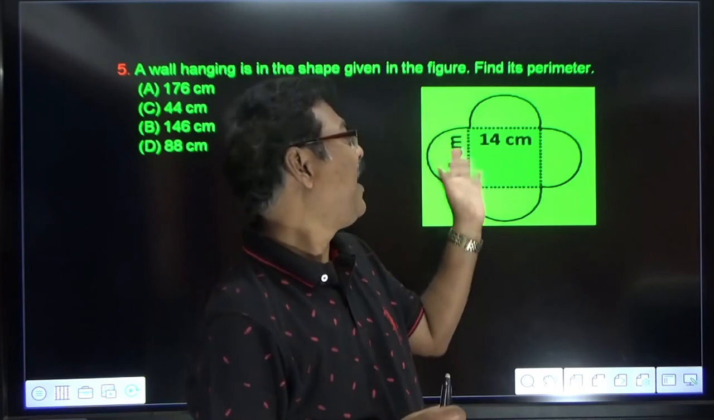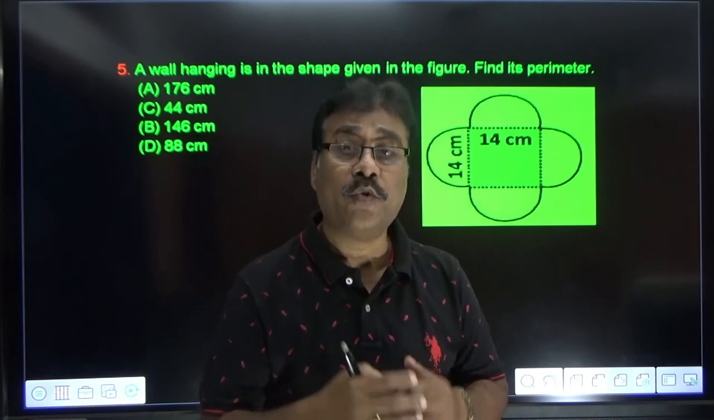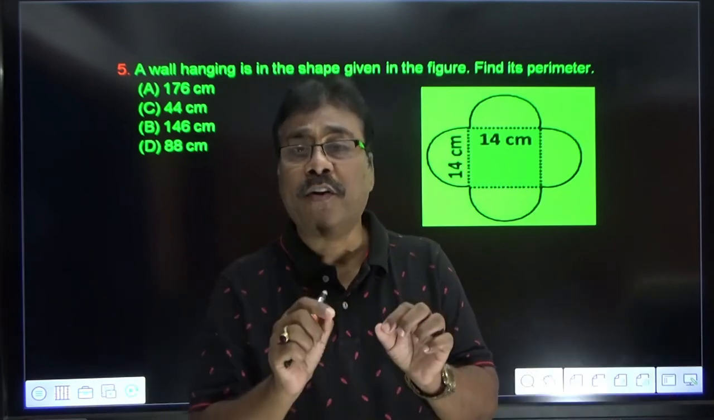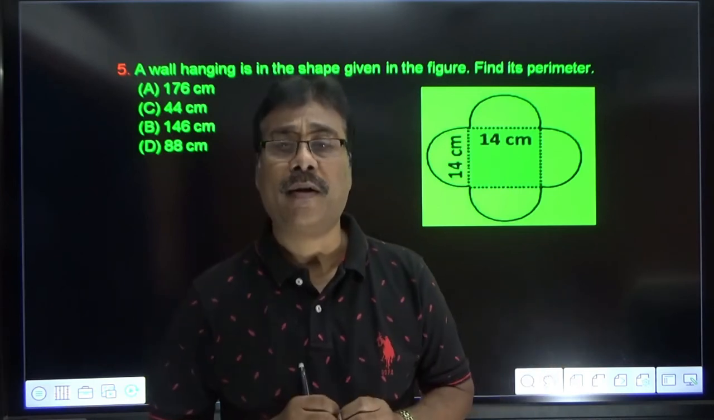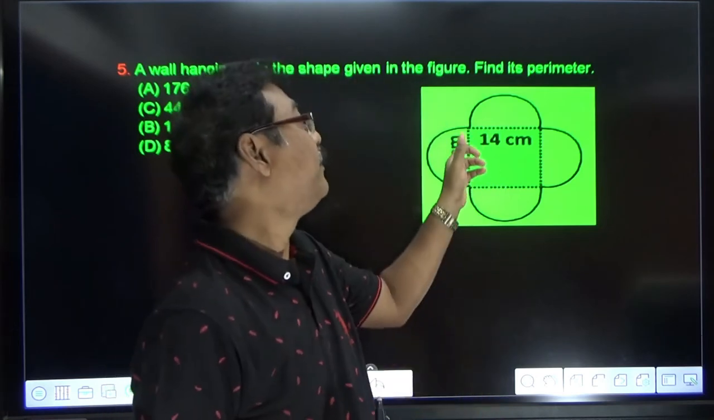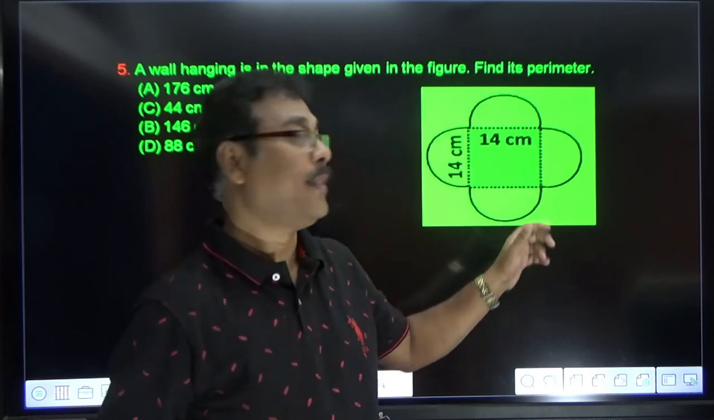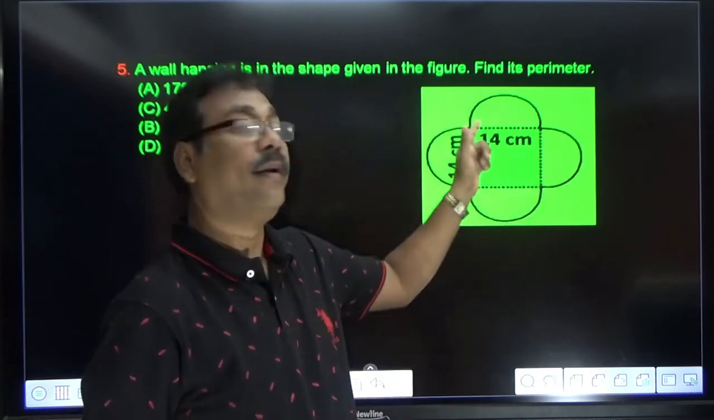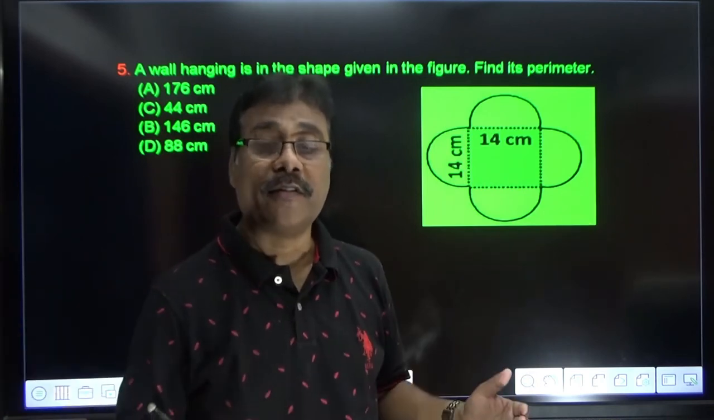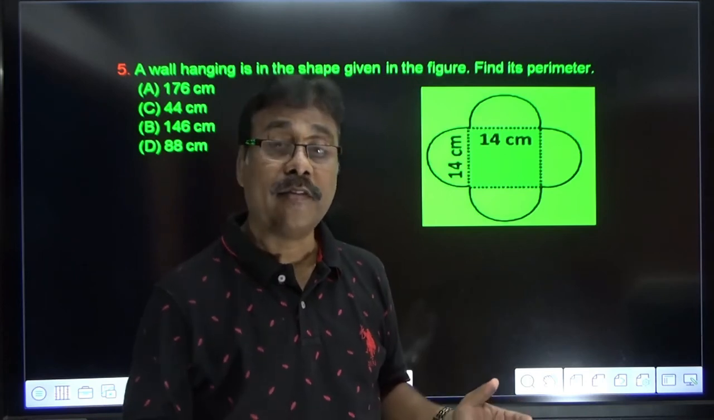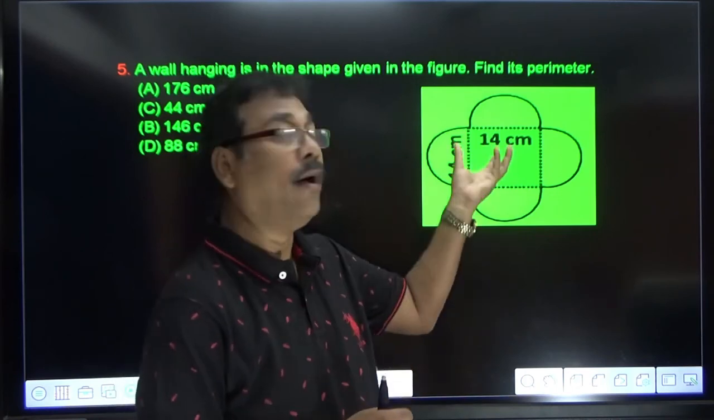See, so many lines are there, but you should not bother about that. You should not be confused, because perimeter has nothing to do with the inner part. Perimeter is only the outer part. The outer part is this. You can see this looks like a semicircle. This one, this one, this one. So four semicircles are there. Their circumferences, if you add, you will get the perimeter of this shape.